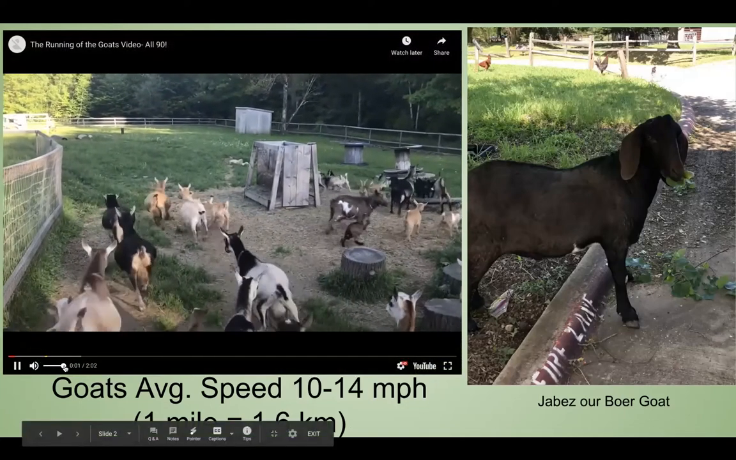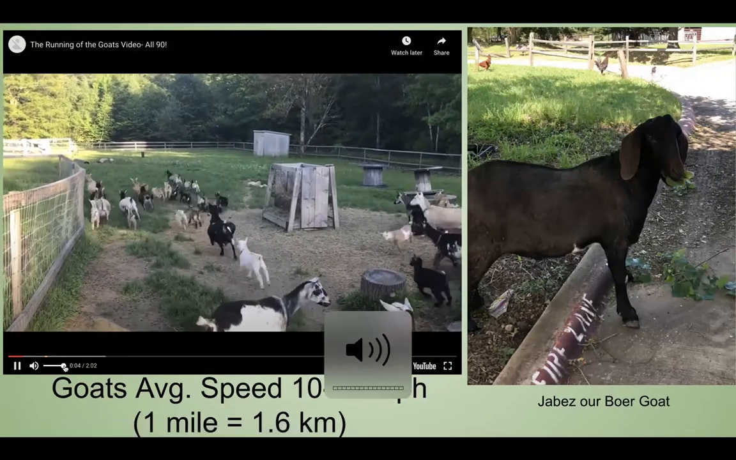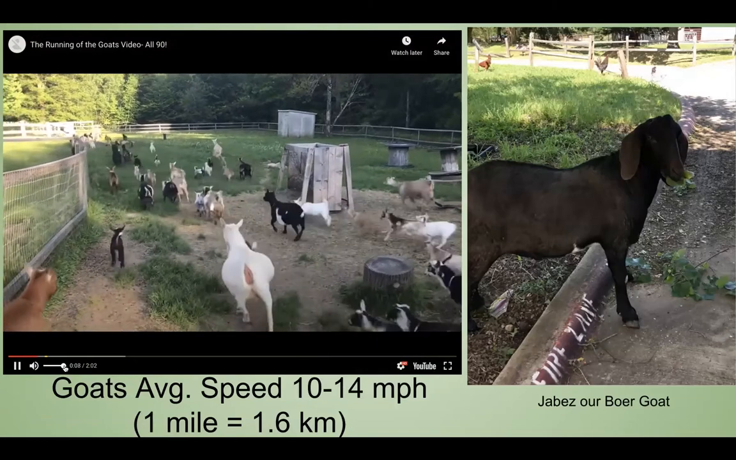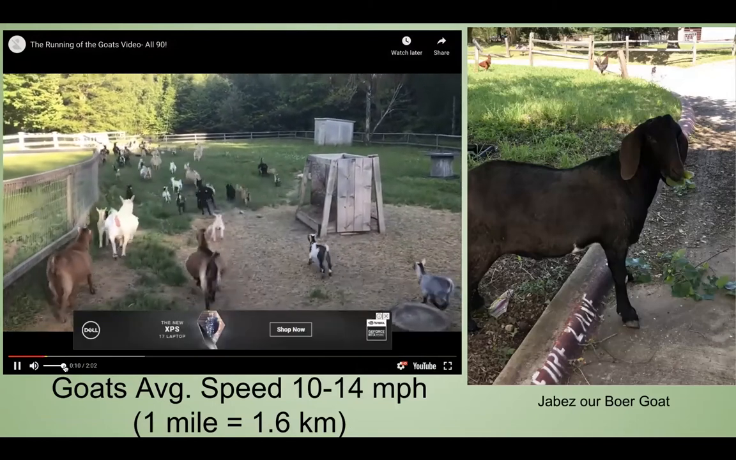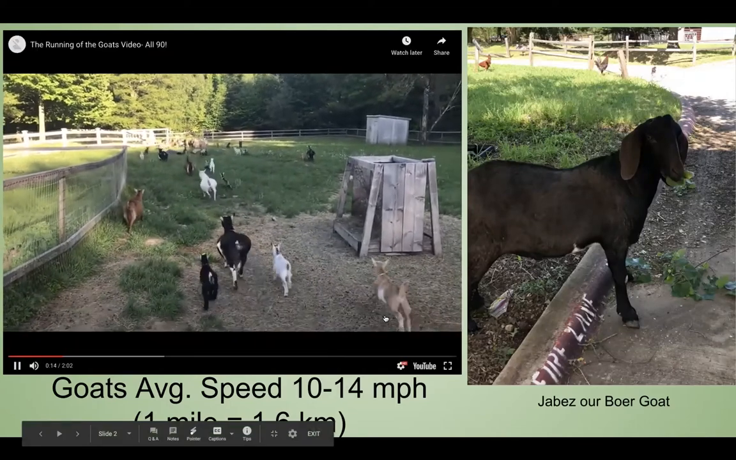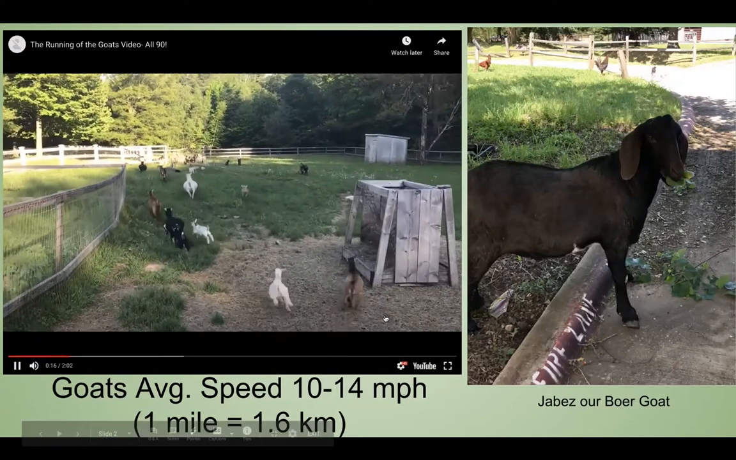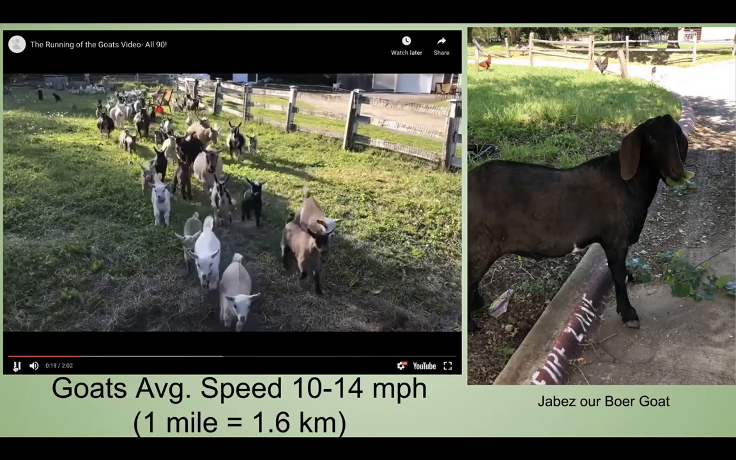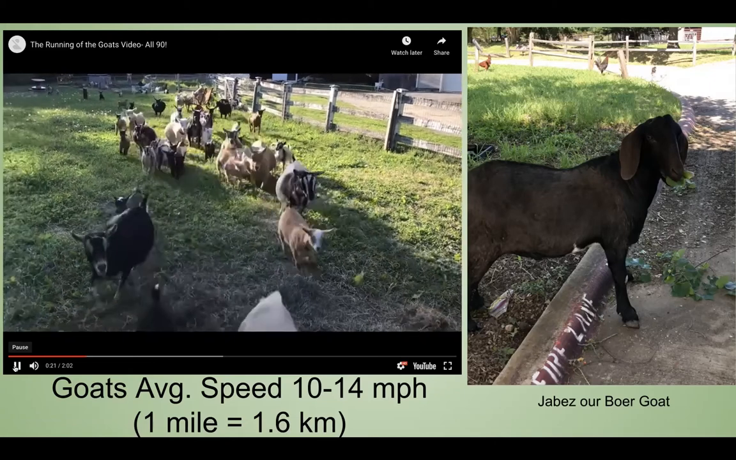I'm going to play the audio just because they sound really cute. Unfortunately, we don't have this kind of goat here at the Environmental Center, but I sure wish we did because they are really cute. Maybe one day I'll get a goat of my own.